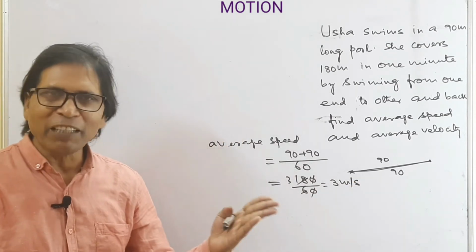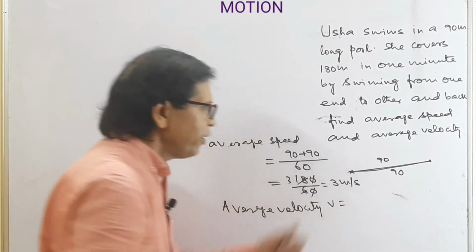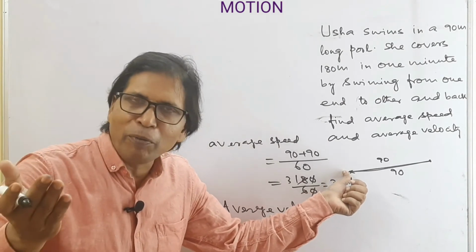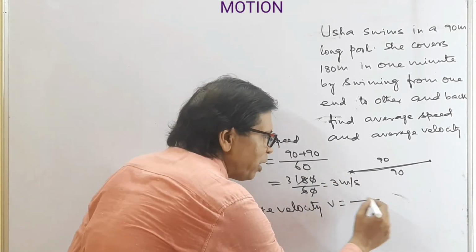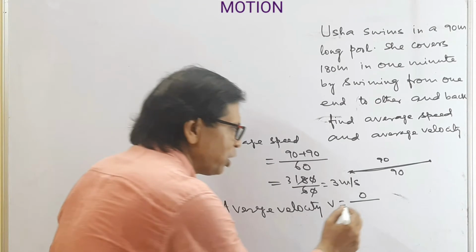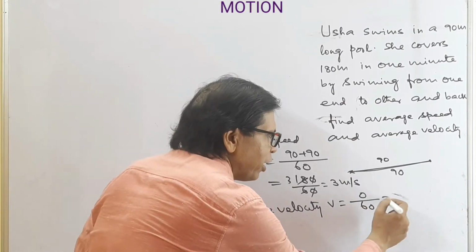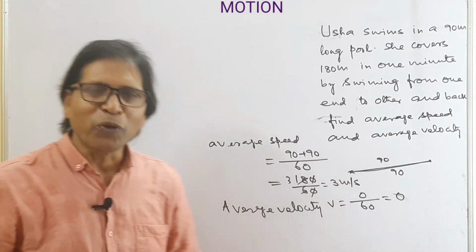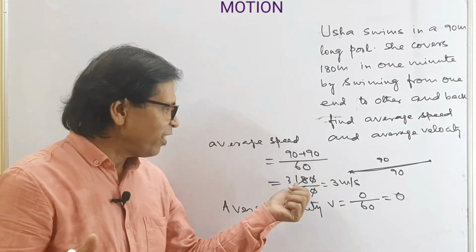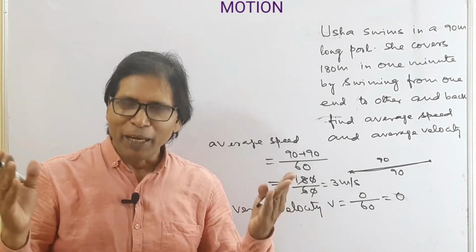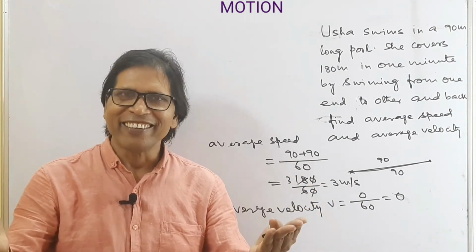Now what is average velocity? Here initial point and final point same, so displacement is 0, and displacement 0 divided by time taken is 0. So average speed is 3 meter per second, but average velocity is 0.